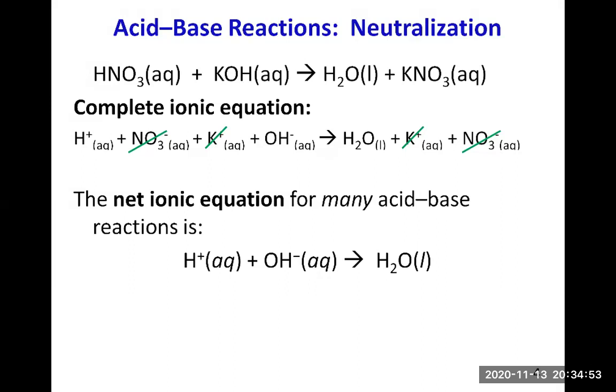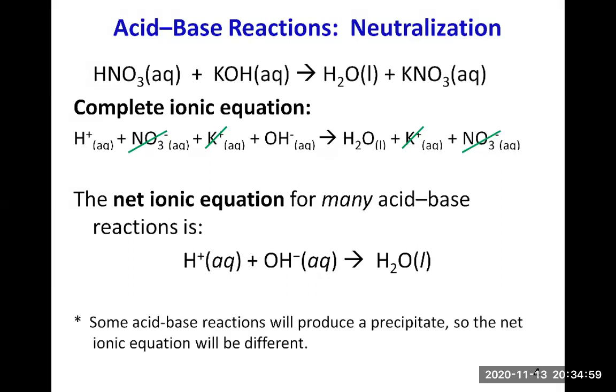Those acid-base reactions typically make water and a salt. Of course, if the salt is insoluble, if you are actually making a precipitate, the net ionic equation will be different. So some acid-base reactions actually produce a salt that is insoluble, and then the net ionic equation will be different.